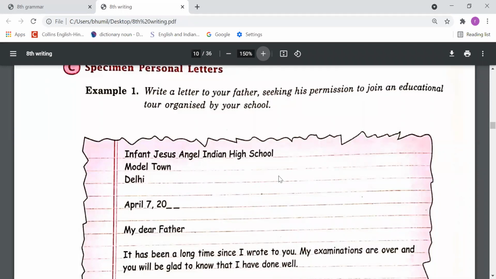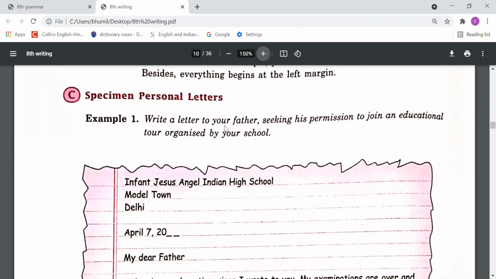So as we all know that there are two types of letter. One is called formal and second is called informal. Informal letters are those which we write to our parents, to our family members, to our friends. Formal letters are those which we write to school principal or newspaper editors or other departmental office. In this letter, basically we are going to understand about informal letters.